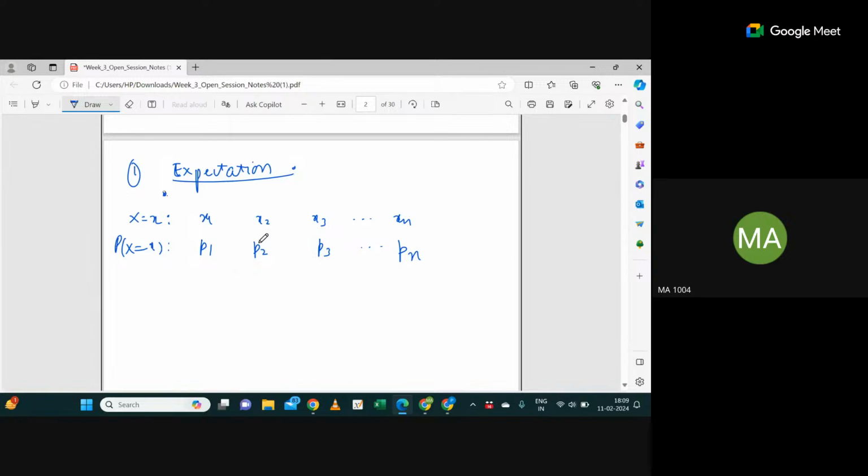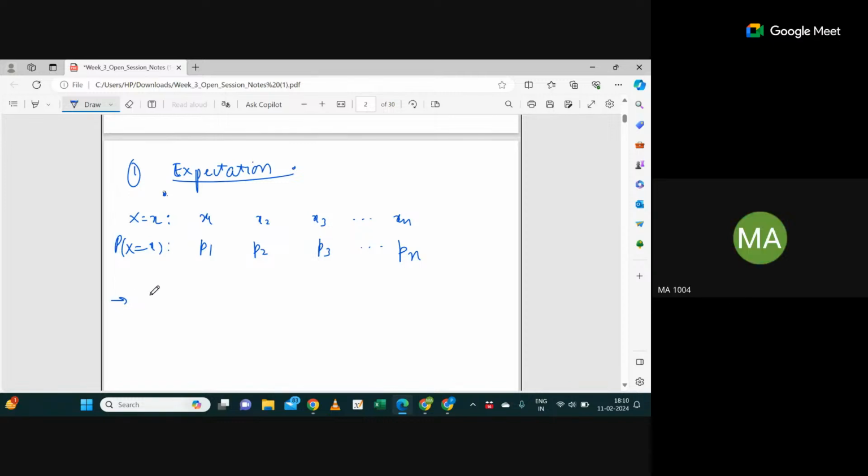Now suppose someone came to you and you are interested in describing your random variable in a single number. How will you describe it? Rather than giving the whole description, X takes this value with this probability, you might be interested in describing your random variable in a single number, yes or no?